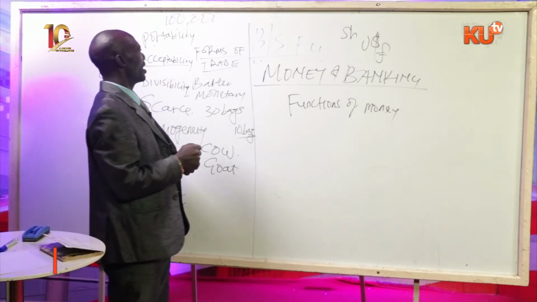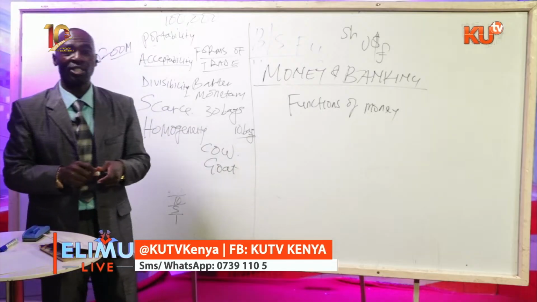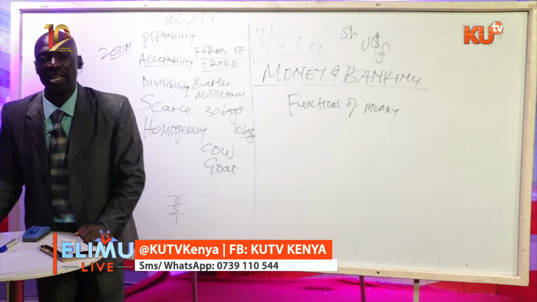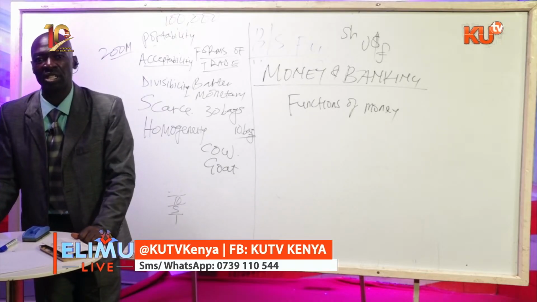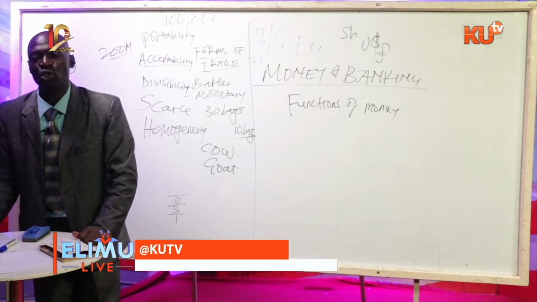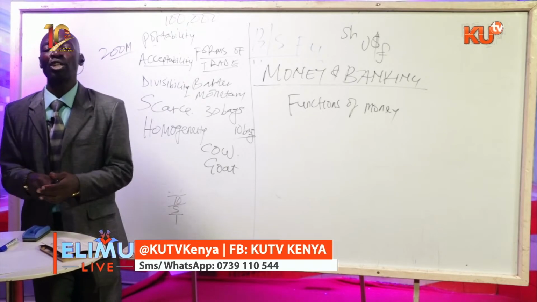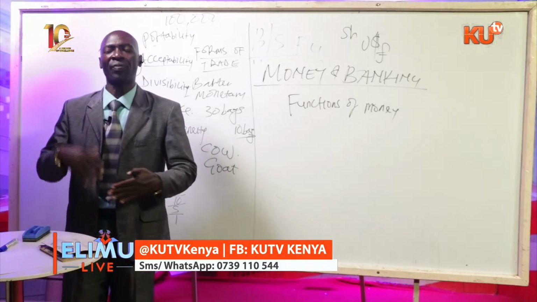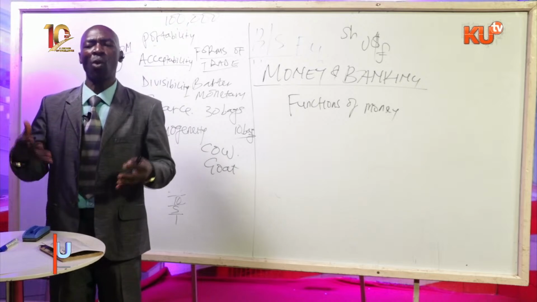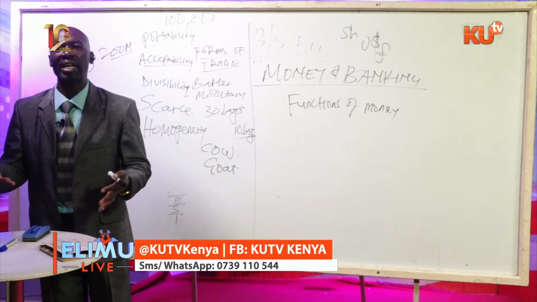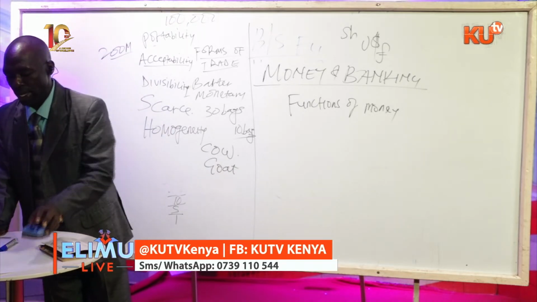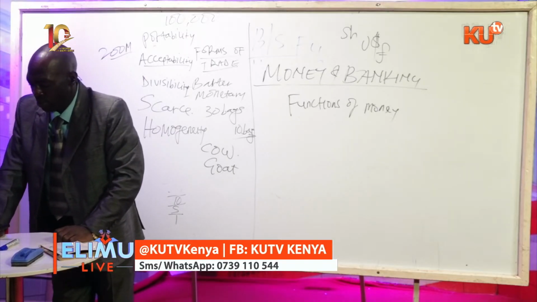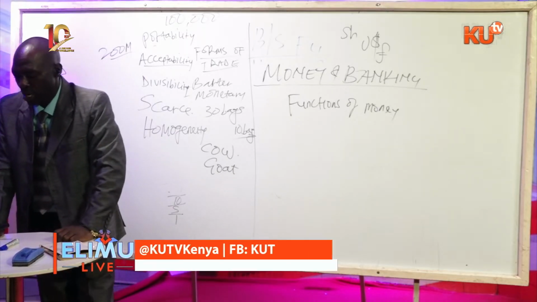I remember the Prime Cabinet Secretary told us that his net worth is 4 billion. There is somebody else, another Cabinet Secretary who said that his net worth is 600 million. Another one said 2 billion. Another one 3 billion. So that is, money is used to measure the value. You can quantify your wealth in terms of monetary valuation. So money is a measure of value.